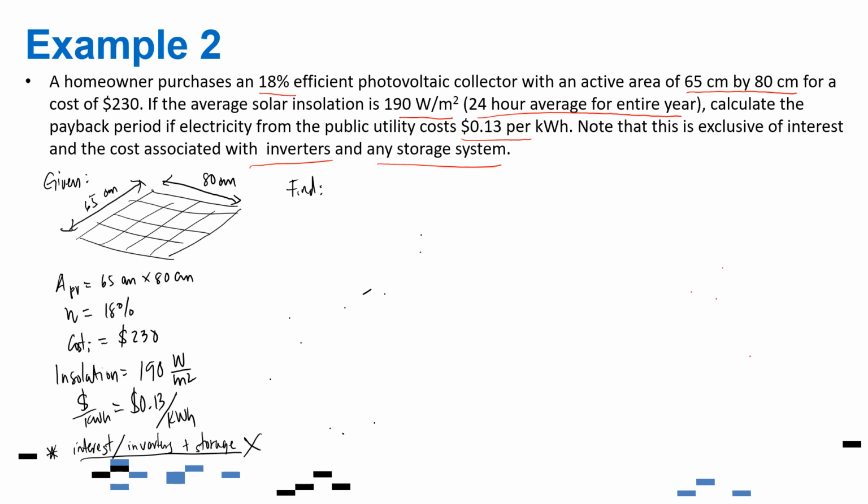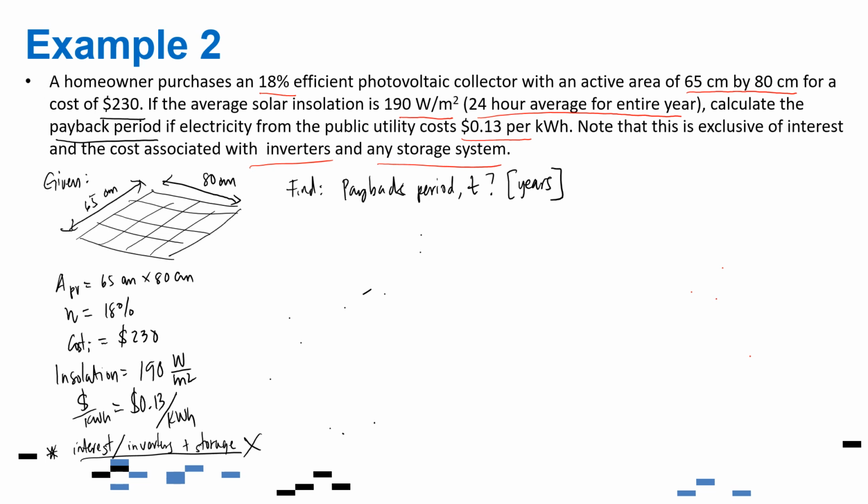So the question is to calculate the payback period. The payback period is time. If electricity is from the public utility, what is the payback period of the system at an initial cost of $230? Since this is time, it should be in terms of years. We're expecting years because normally for solar PV systems, the payback period takes months to years.